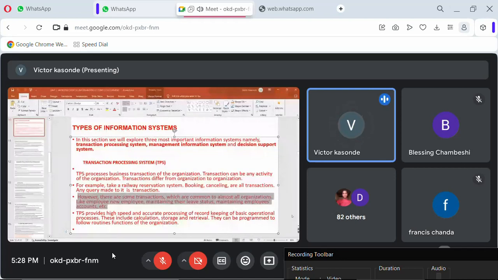So TPS provides high-speed, accurate processing of records, keeping of basic operation processes. This includes calculation, storage, and retrieval. They can be programmed to follow the routine functions of an organization.